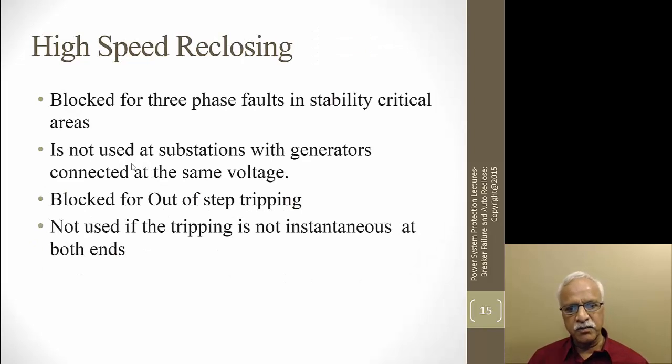High-speed reclosing is blocked for three-phase faults in stability-critical areas. It is not used at substations with generators, as I mentioned previously, and it is also blocked for out-of-step conditions. If a system is severed due to out-of-step, then we don't go back, and we disable the high-speed reclosing also. It is also not used if instantaneous tripping is not possible at both ends.